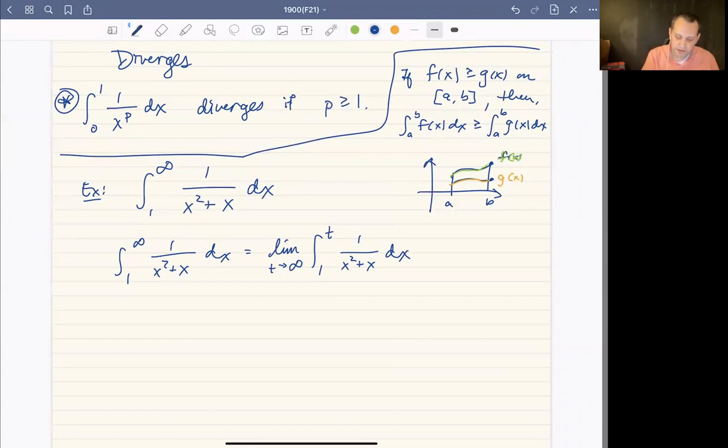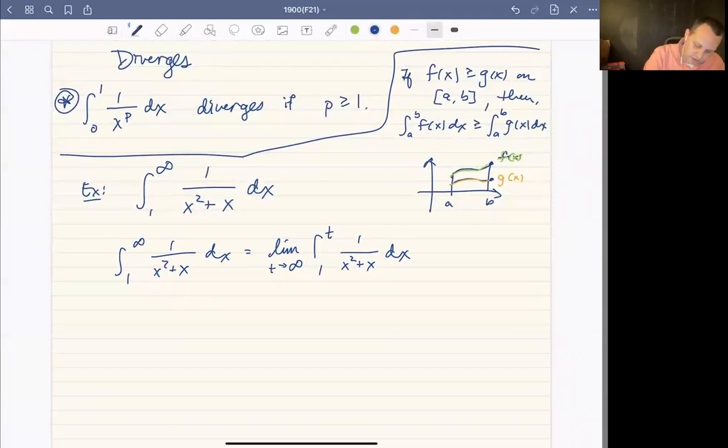So we're going to have 1 over x squared plus x integrated from 1 to t, and we're taking the limit as t goes to infinity. And so what I want to do is, instead of actually evaluating the integral, I just want to be able to look at it and figure out, does it converge or does it diverge? That turns out to be a really useful skill, especially when we get to chapter 11. So that's what I want to do.